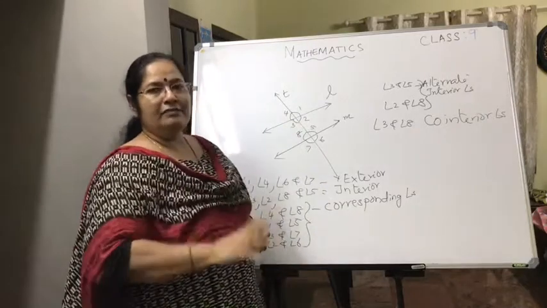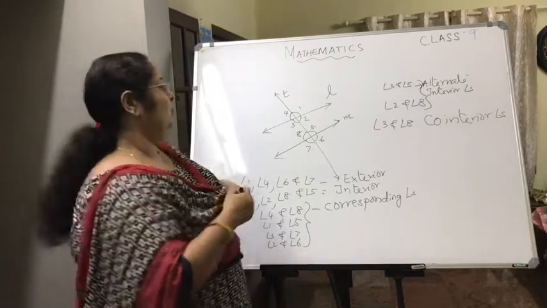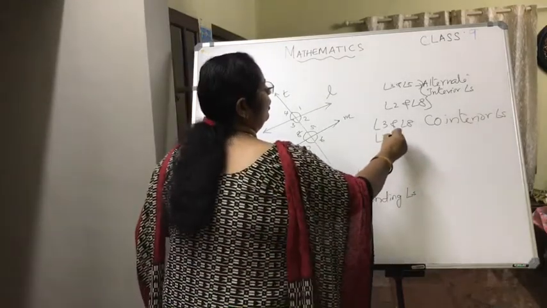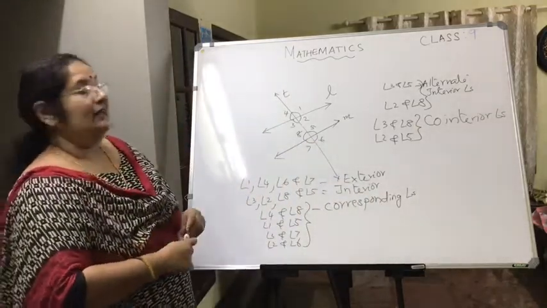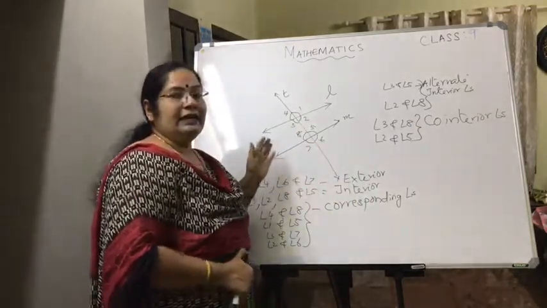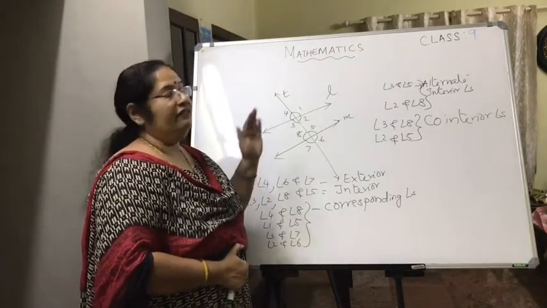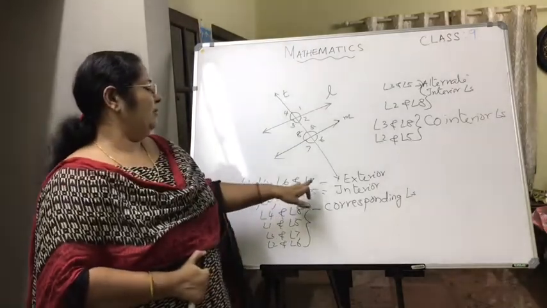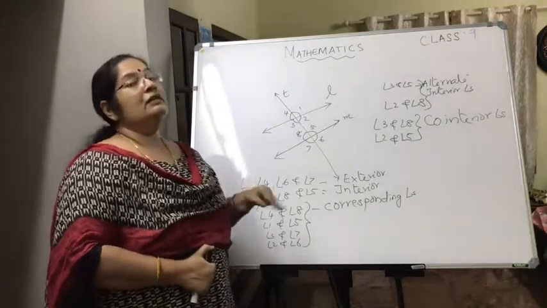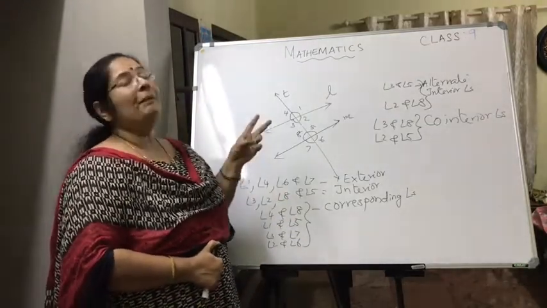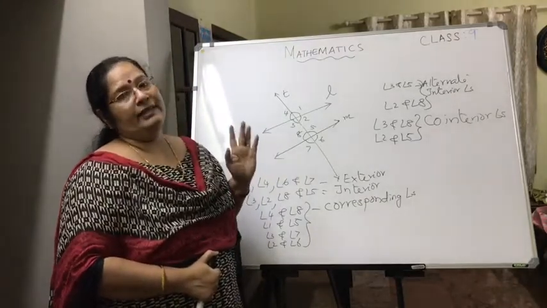Same thing, look at 2 and 5. They are also on the same side of the transversal. Both of them are inside the lines L and M. So 2 and 5 also form a pair of co-interior angles. So these are the types of angles formed when a transversal intersects two lines. Which are the angles formed? You have 4 exterior angles, 4 interior angles, 4 pairs of corresponding angles, 2 pairs of alternate interior angles and 2 pairs of co-interior angles.